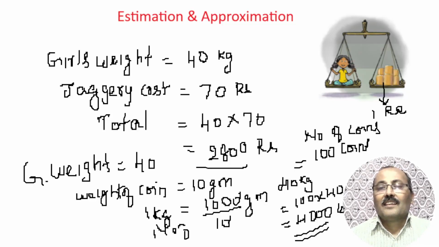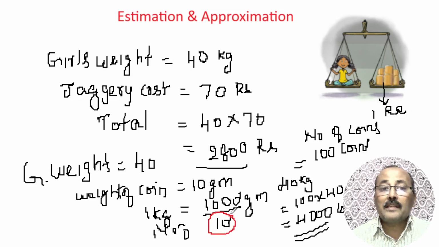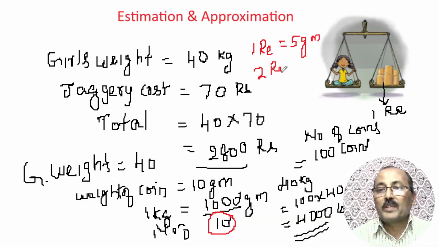Do you know, children, what chapter I am teaching? Estimation. The thing I estimated first itself went wrong. This coin I estimated to be 10 grams, but it is totally wrong. It is only 5 grams. So a 1 rupee coin is equal to 5 grams only. And for the 2 rupee coin, I wrote it as 2 rupees coins.